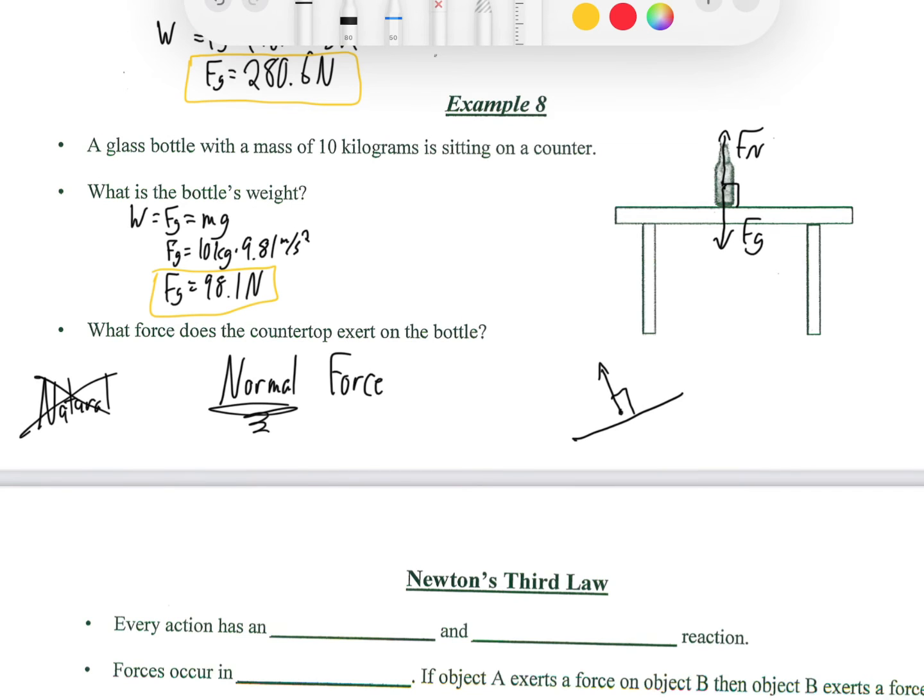So we can also calculate what this normal force would be. If we're talking about the bottle's weight, we should include that it'll be negative because it's going down. So our normal force is going to be equal and opposite to the gravitational force from above. You can write it out like this: the normal force is equal to negative the gravitational force, which will give us that it is a positive 98.1 newtons.